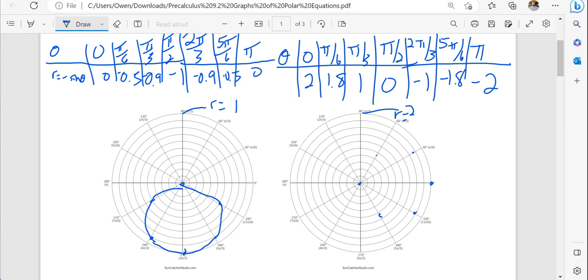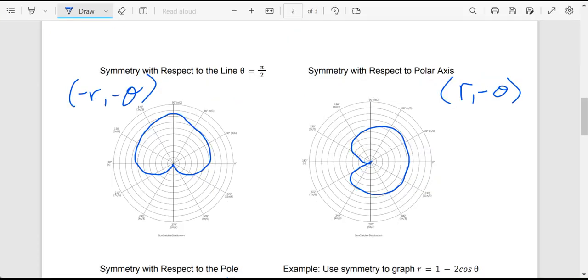So once again, connect. Kind of circly, but not exactly a circle. Cool. There's 3 different types of symmetry. Here are the first 2. Symmetry with respect to the line theta equal to pi over 2. Kind of looks like this in the graph.